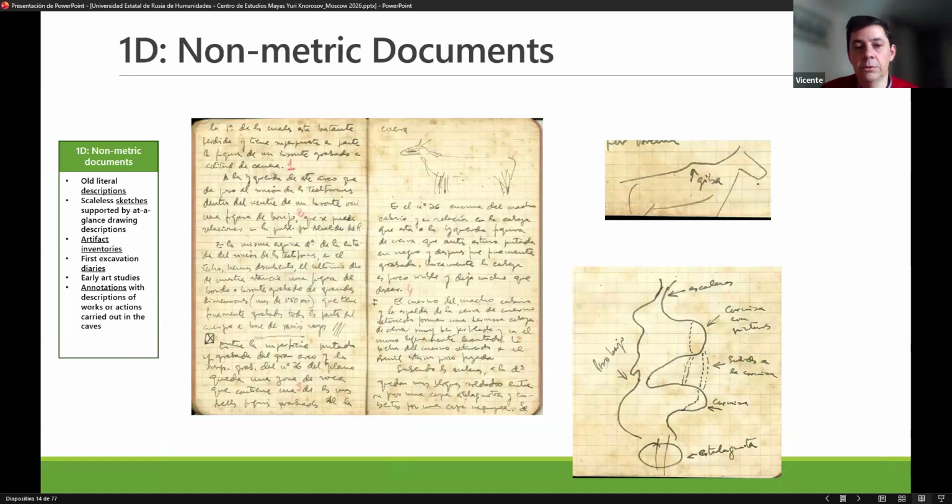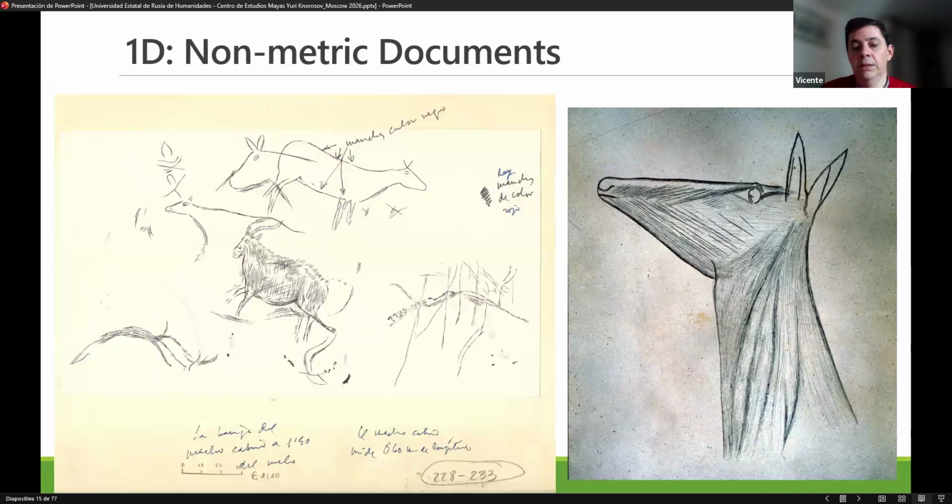These are some examples of field notebooks of El Castillo Cave, Monedas Cave, the drawings they made in the field, the drawings they made in the office.